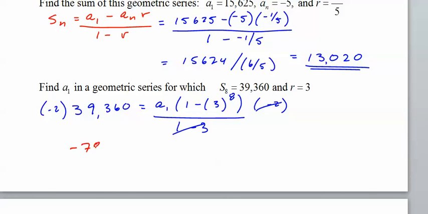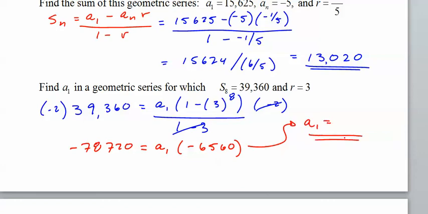Negative 78,720 equals A1, 1 minus 3 to the 8th, negative 6560. A1 equals 12.